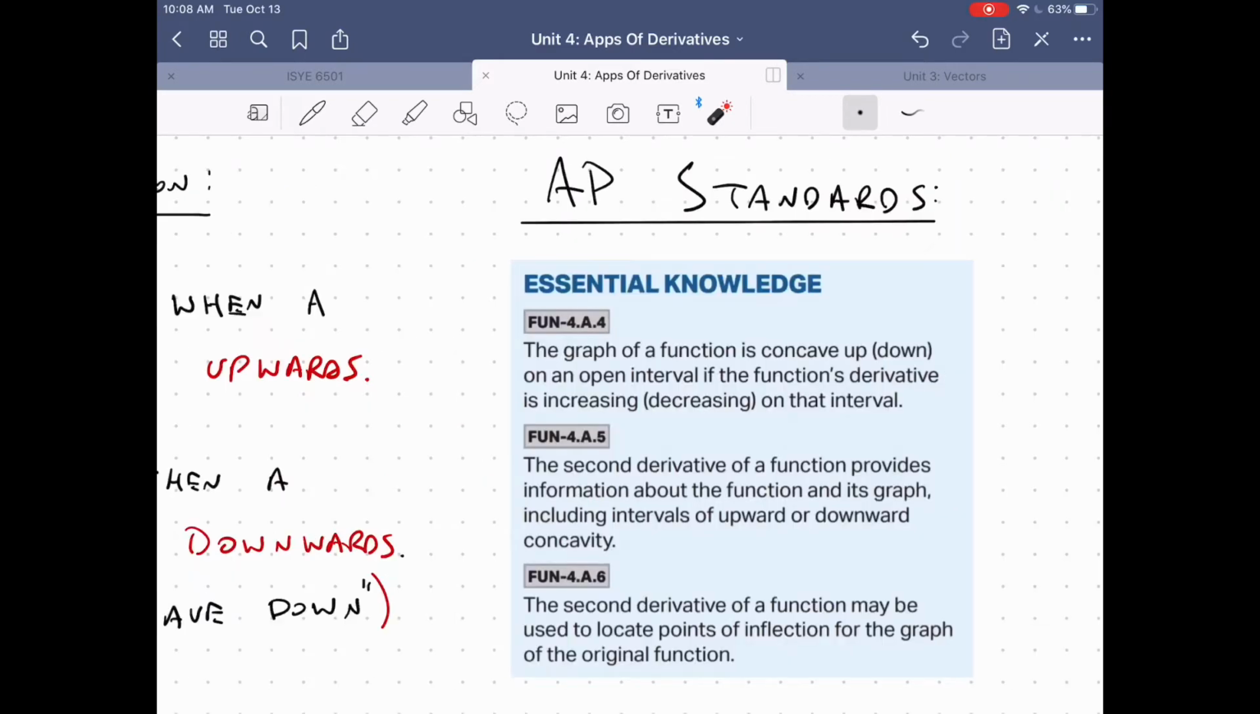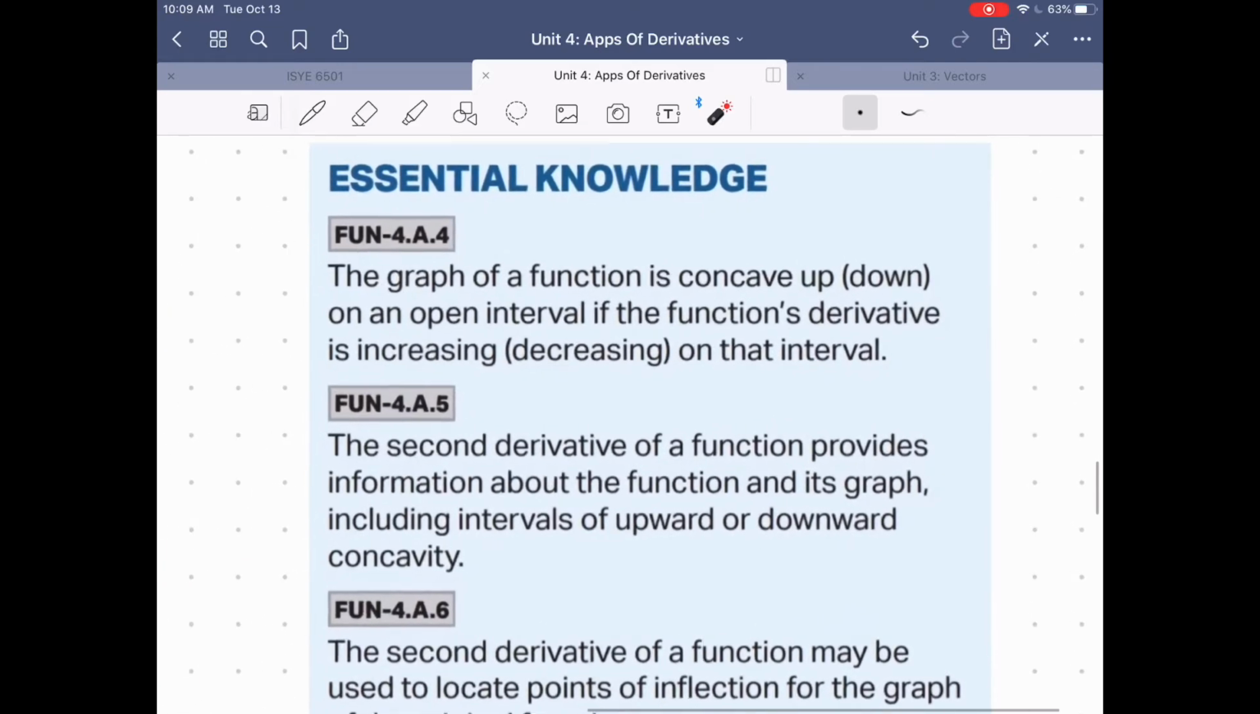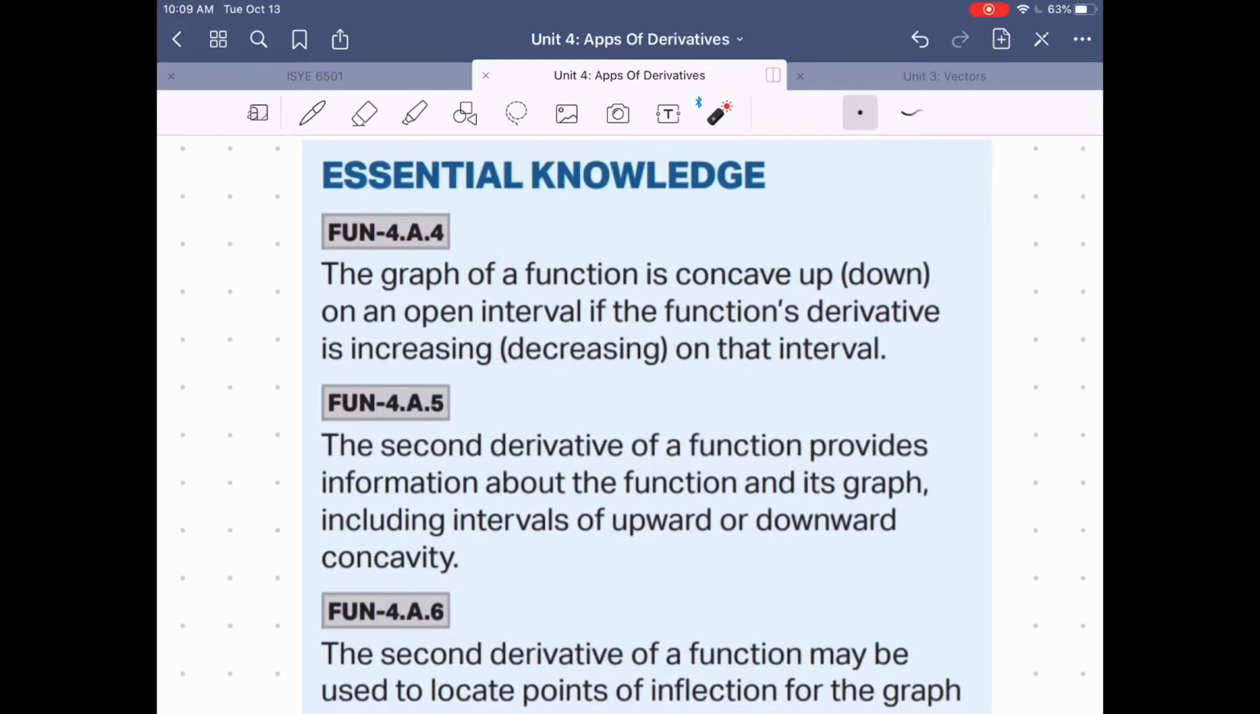So the AP wants you to understand three distinct things. The first one here says that the graph of a function is concave up or down on an open interval if the function's derivative is increasing or decreasing on that interval. So if you're looking at the derivative of a function and the derivative is increasing, that means it's concave up. And if the derivative is decreasing, that means it's concave down.